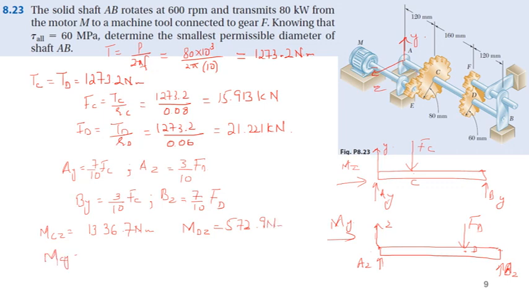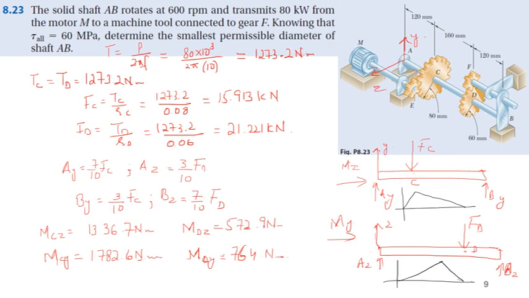Similarly for Y, MCY, the bending moment at C, will be 1782.6 Newton meter, and MDY will be equal to 764 Newton meter. So for the top case, let me change color, the bending moment diagram will be something like this. At C it will be maximum, and at D it will be 0. For the bottom case, it will be like this. This will be D, and this will be C, MZ, and this will be MY.